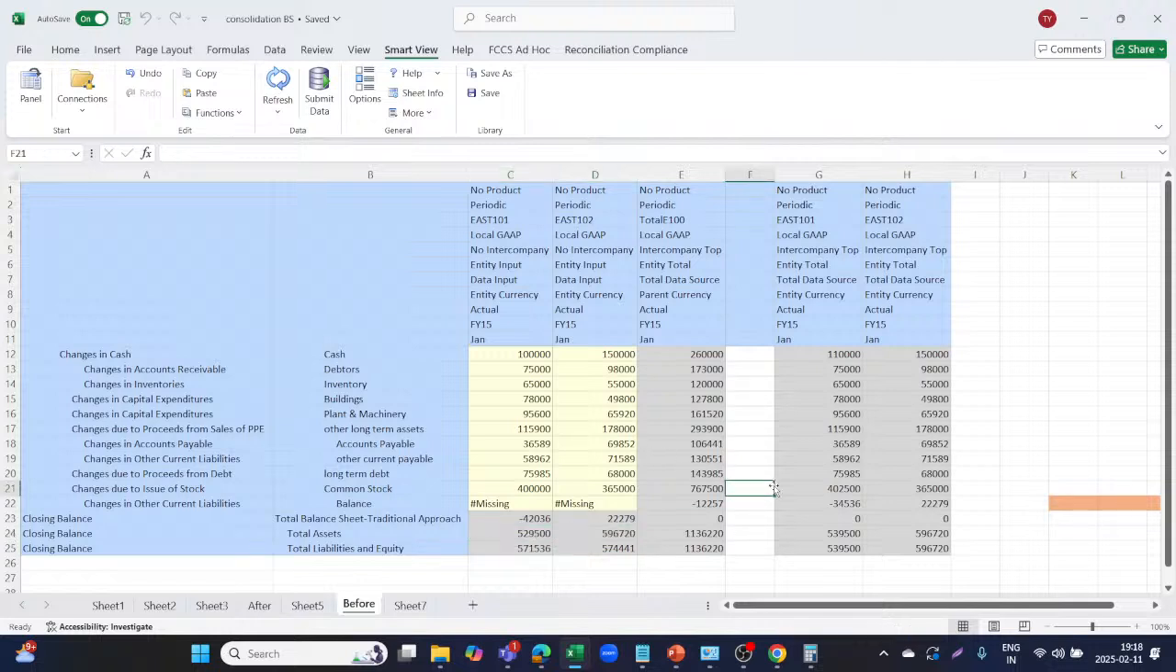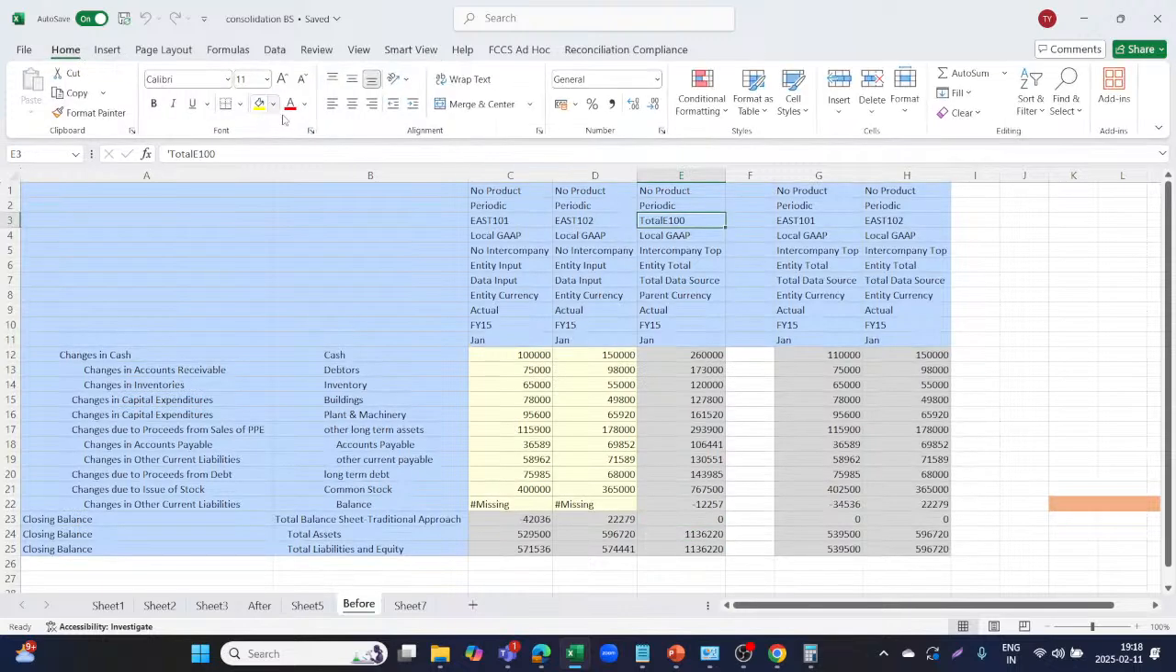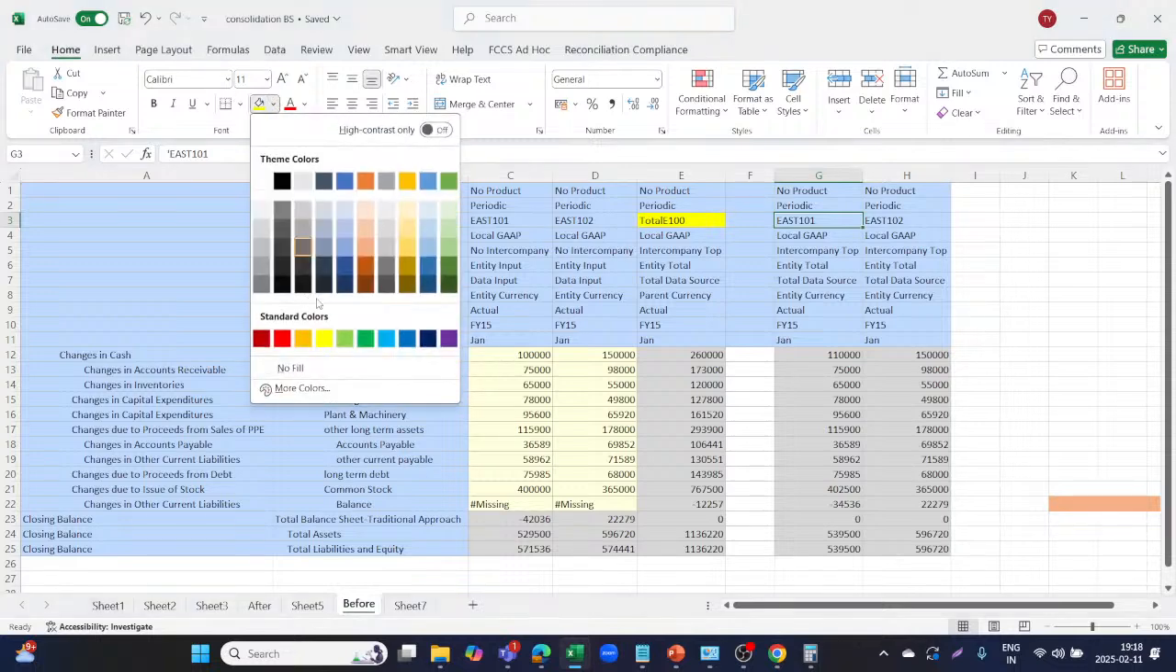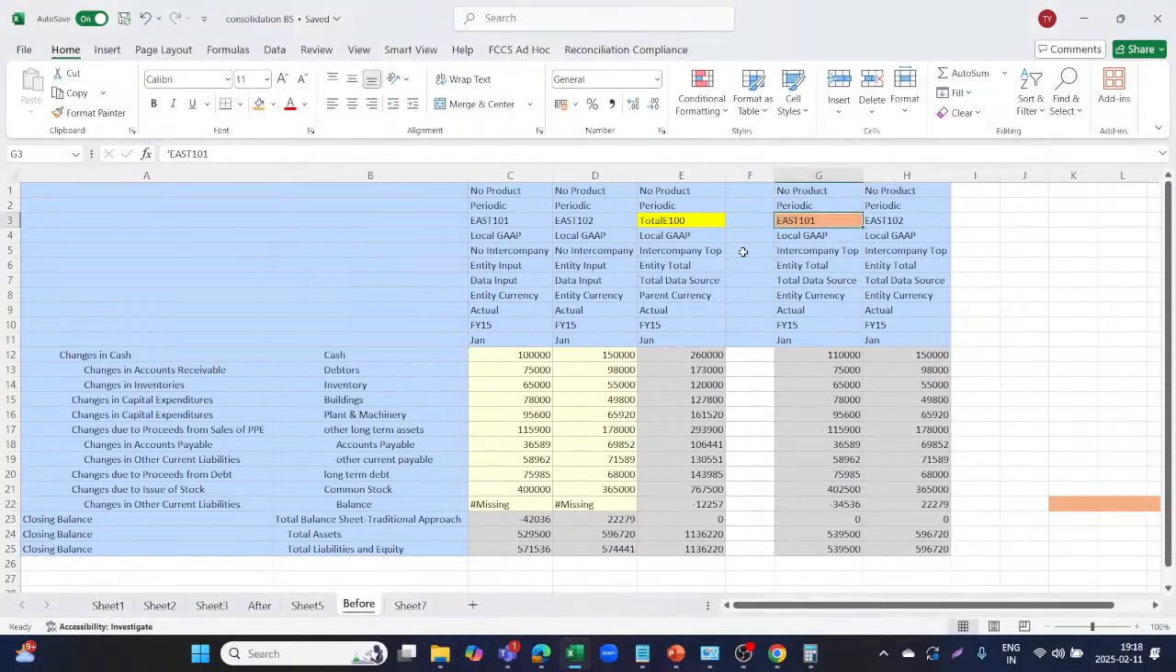Okay, so this is the purpose of the balance rule. But we have seen here, and right now we are seeing at the top member, that is a parent company. Now if you want to see at the individual level, there are two things. First, if I am seeing East 101 and East 102, you can bring everything that is at the top level, that is intercompany, bring it to intercompany top, entity input to entity total, data input to total data source. Entity currency, keep it the same, or you can bring it to parent currency. It's totally up to you.